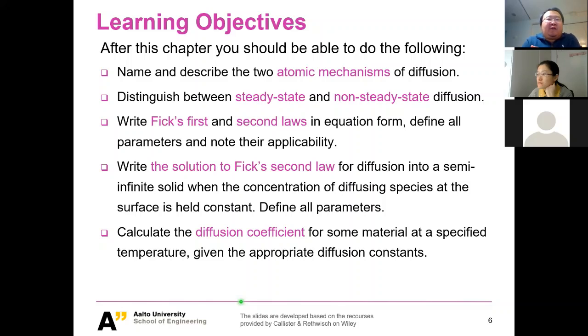And finally, you will be able to define those parameters. The last objective is to be able to calculate the diffusion coefficient for some materials at a specific temperature. Yeah, I think these are the 5 objectives with a lot of new terms. Now we're going to go and explore what these terms are about.